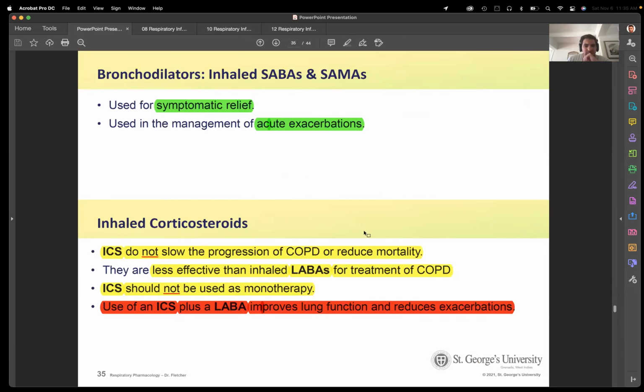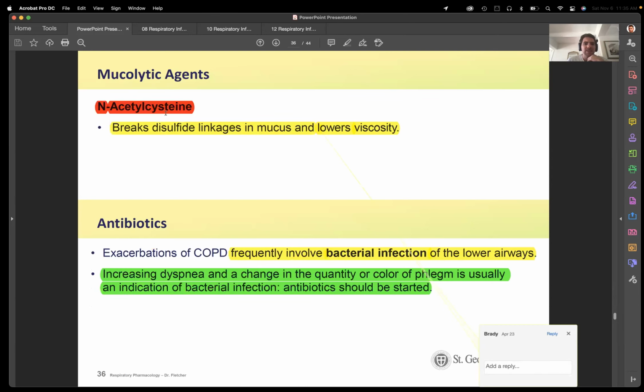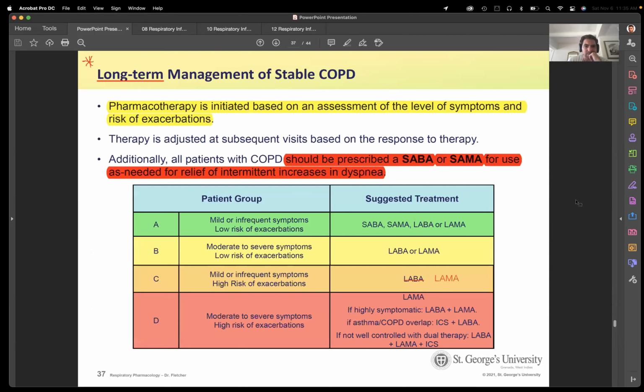Inhaled corticosteroids do not slow the progression of COPD. I mean, that makes sense. But you can improve lung function by keeping those airways open. N-acetylcysteine, that's in Mucinex, I believe. That can help with breaking down mucus for chronic bronchitis patients, probably even asthmatics if need be, or if you have some sort of URI. And then, of course, antibiotics. So this is all fair game too.